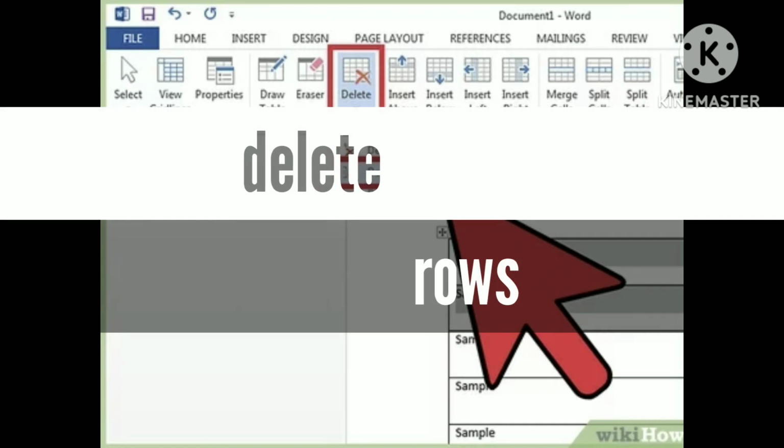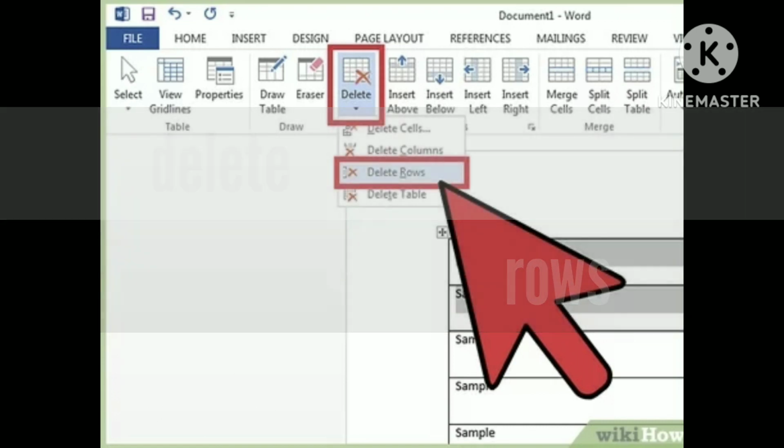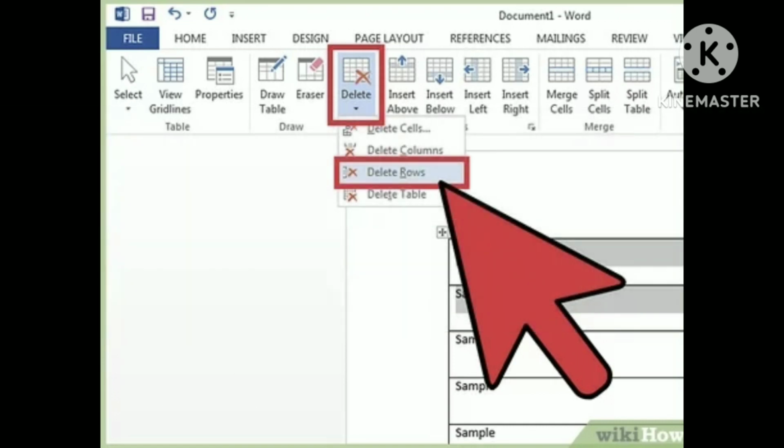Now we are going to see about deleting a row. Same procedure, you should move the cursor to the corner of the row. One dark arrow will appear. Then you should select the entire row. Then you should go to the layout tab. Then you should click the delete button. Okay, a drop down will appear. From that you should select delete rows. Now our row will be deleted.